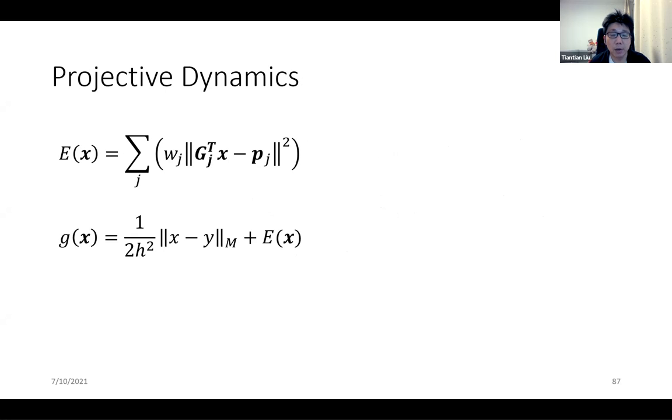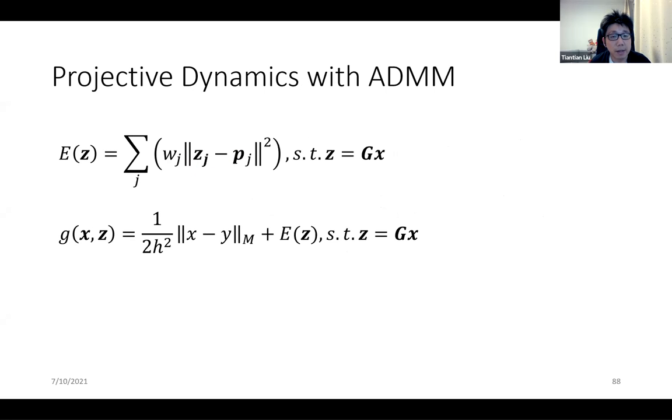In projective dynamics, we represent the elastic energy as a squared distance between some shape descriptor, as shown here. The energy is simply the distance between this shape descriptor and its projection. This gives us a natural separation of the variables. We can represent the shape descriptor Gx as the auxiliary variable d, and the original unconstrained optimization problem becomes a constrained optimization problem over x and z, subject to d always being a linear function of x.